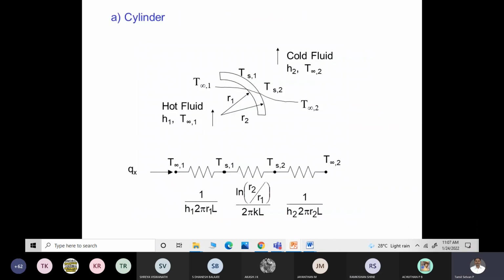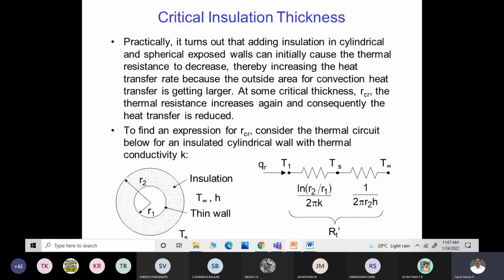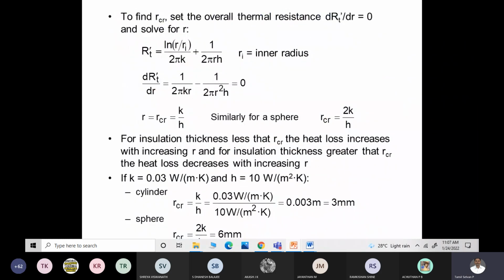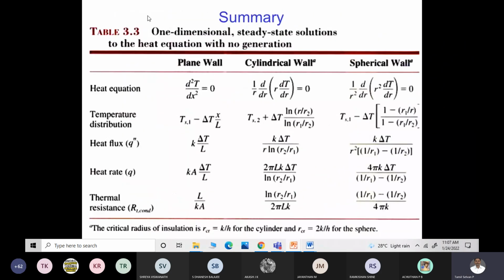Now the third case is the sphere. So how to get the value for a sphere? It was mentioned here that 1 by r square d by dr into r square dT by dr is the general heat conduction equation, and the temperature distribution and heat flux are given by this formula. The heat transferred is 4 pi k del T divided by 1 by r1 minus 1 by r2. Now how do you get this?